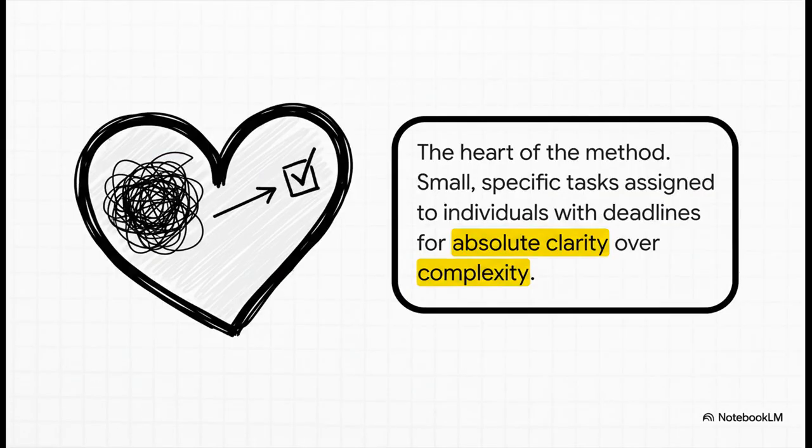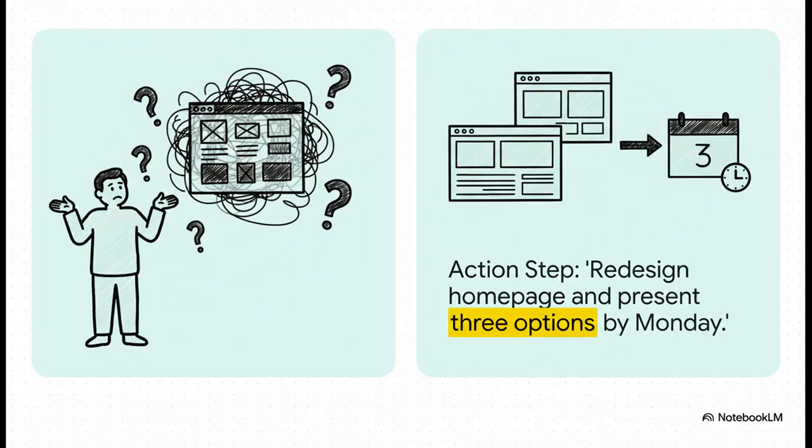All right, let's start with the most important one by far, action steps. This is really the heart and soul of the method, and it's all about one thing: total and absolute clarity. Just look at the difference here. It's night and day. On the left, you've got a typical to-do list item: improve website design. I mean, what does that even mean? Where do you even start? It's so vague, it's practically inviting you to procrastinate.